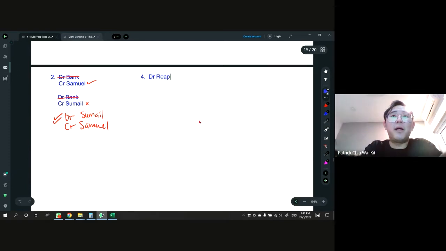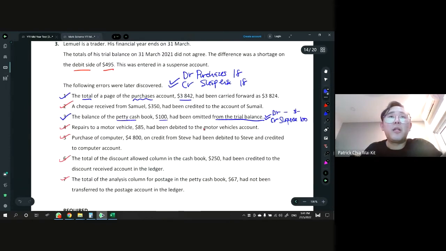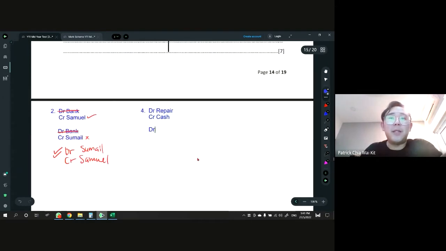Okay, debit repair account. And when it comes to expenses, of course, you paid for expenses, so we will simply just CR cash. I know they didn't say, but we assume, right? So this is the correct double entry: DR repair, CR cash. But what's the wrong thing that they do now? Let's look at the question again. They say it had been debited to motor vehicle account. So they're going to DR motor vehicle.